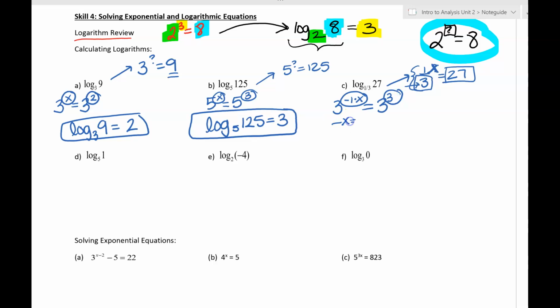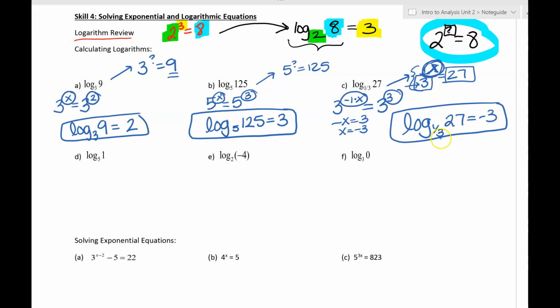So when would negative 1x equal 3? It would work if x was negative 3. So negative 3 is what I would want to be my exponent here. And what I'm saying is log base 1/3 of 27 is negative 3. In other words, if you have a base of 1/3, the exponent I would use on that would be negative 3 to get an answer of 27.